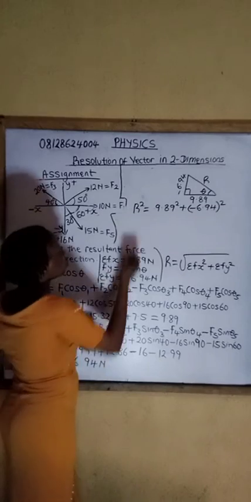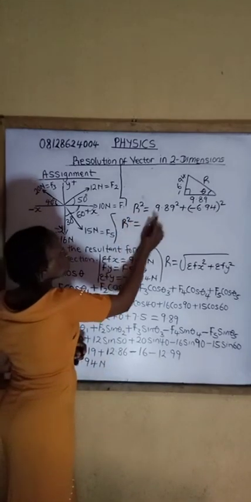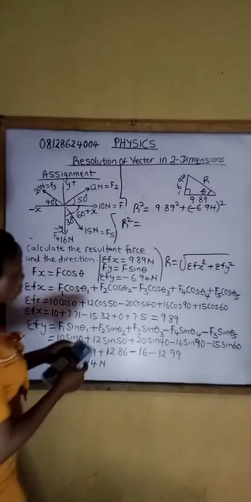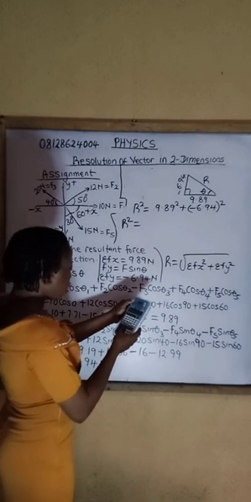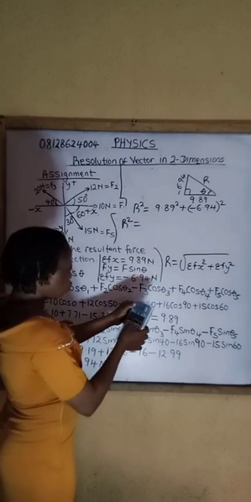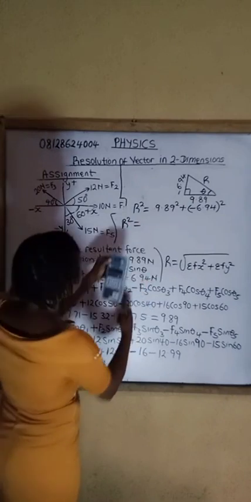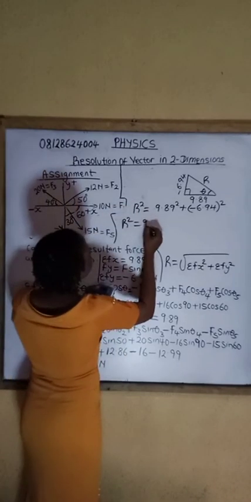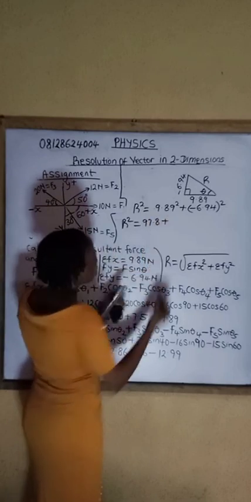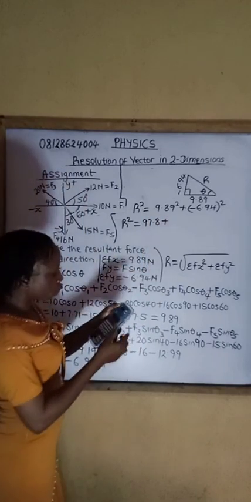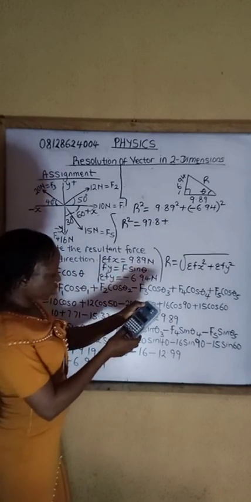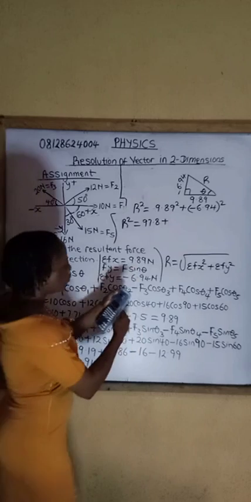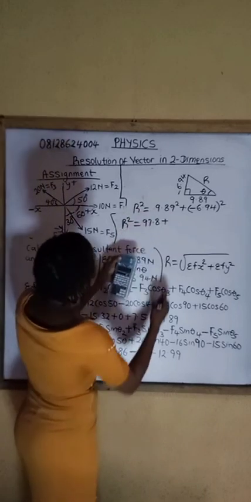Now let's look at r squared. R squared will now be equal to 9.89 squared, that is 97.8, then plus minus 6.94 squared, which will give us 48.2.